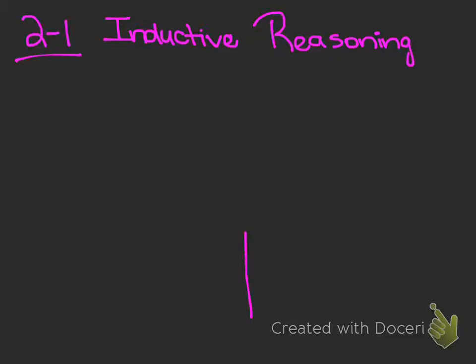So tonight we're going to be starting Chapter 2. Chapter 2 is about reasoning and proof. So it's all about getting you to think logically through things. So the first thing we're going to talk about in 2.1 is inductive reasoning.